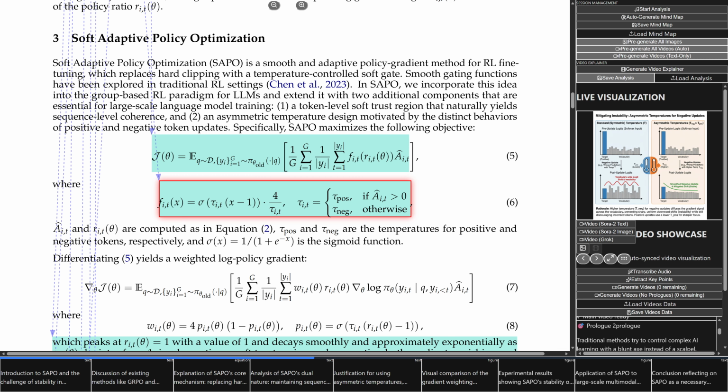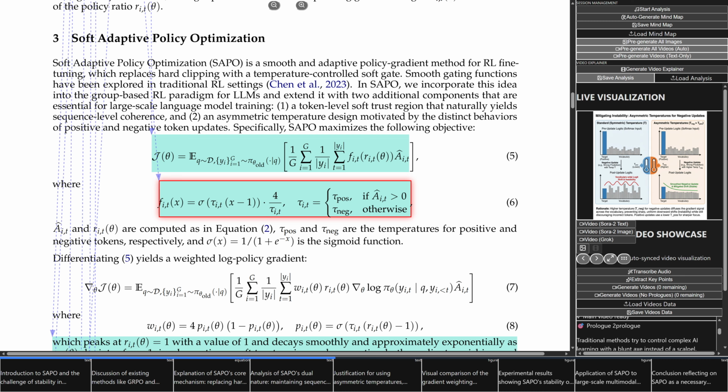Give us an example. Okay, imagine the model generates a paragraph with 100 tokens. Let's say 95 of those tokens are great, informative, near on policy. But 5 of them are total outliers. The policy just went rogue for a second. GSPO, with its hard clipping, would see those 5 bad tokens, and it would suppress the gradients for the entire 100 token sequence. You just wasted 95 perfectly good learning opportunities.